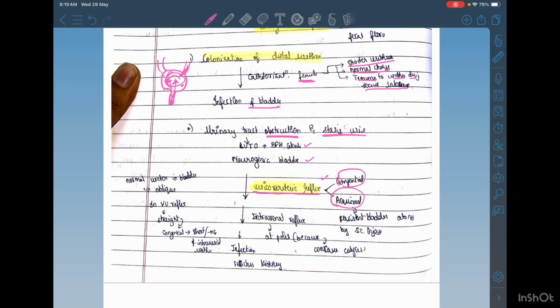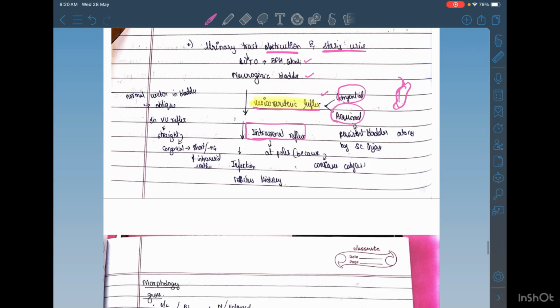Now the infection has reached the ureter. From the ureter, how will it reach the kidney? It is by intrarenal reflux, which occurs at the poles. Why mainly the poles? Because the calyces at the poles are concave, so it can easily spread. Then it leads to infection of the kidney.